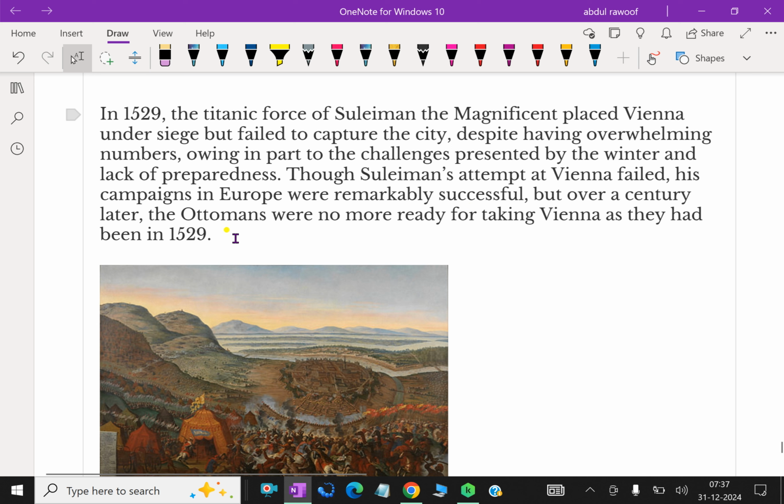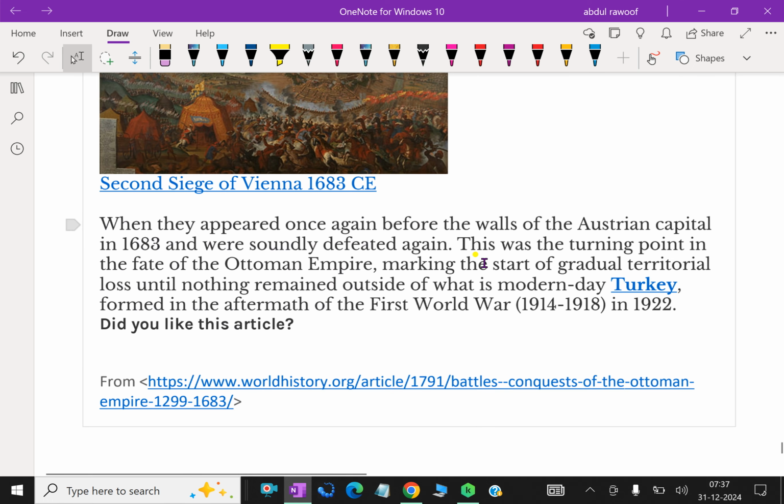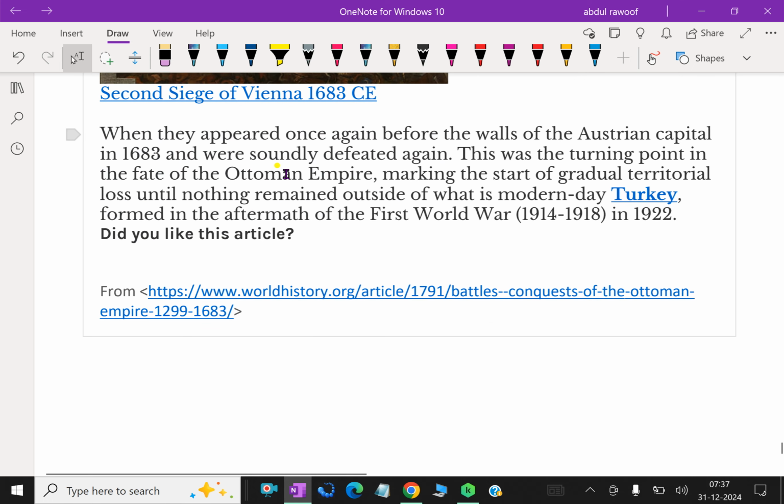But over a century later, the Ottomans were no more ready for taking Vienna than they had been in 1529. When they appeared once again before the walls of the Austrian capital in 1683, they were soundly defeated again. This was the turning point in the fate of the Ottoman Empire, marking the start of gradual territorial loss until nothing remained outside of what is modern day Turkey.